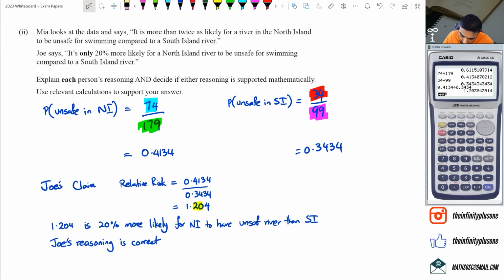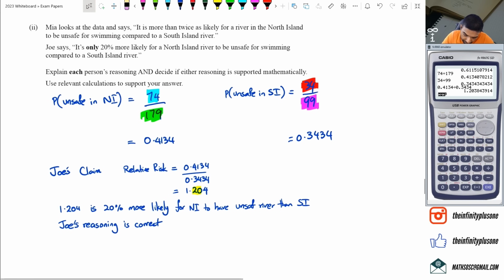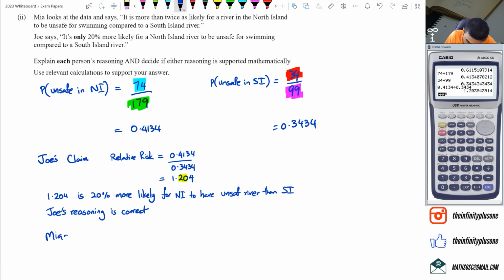And now we need to actually look for Mia's one. I guess with Mia's one, what she's probably doing is she's actually looking at the number itself. So if you look at Mia's claim, you can say that 74 divided by 34 is going to give you roughly 2 point something, because if I do 74 divided by 34, I actually get 2.17. So she's actually looking at the number of unsafe rivers and making this claim, but the problem is she needs to be looking at proportions.